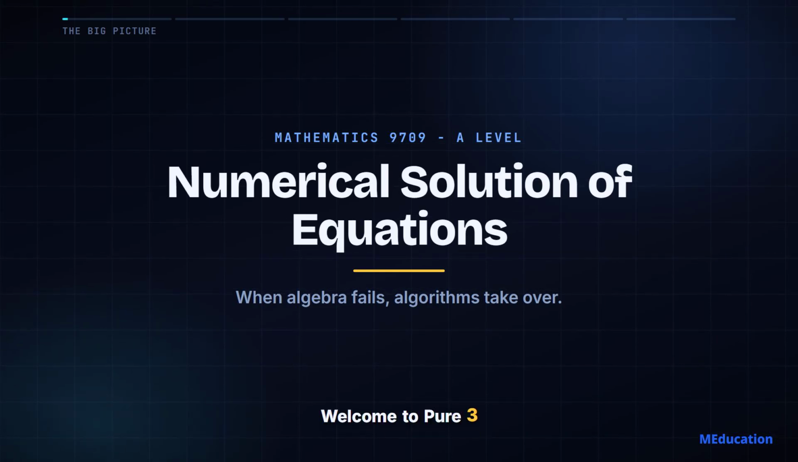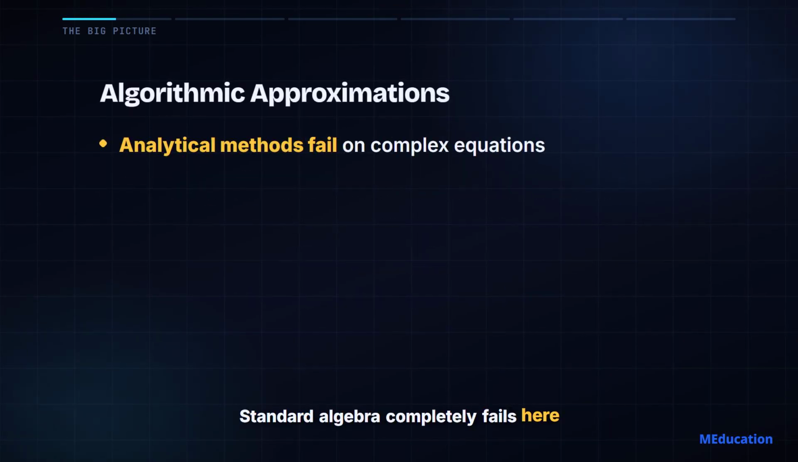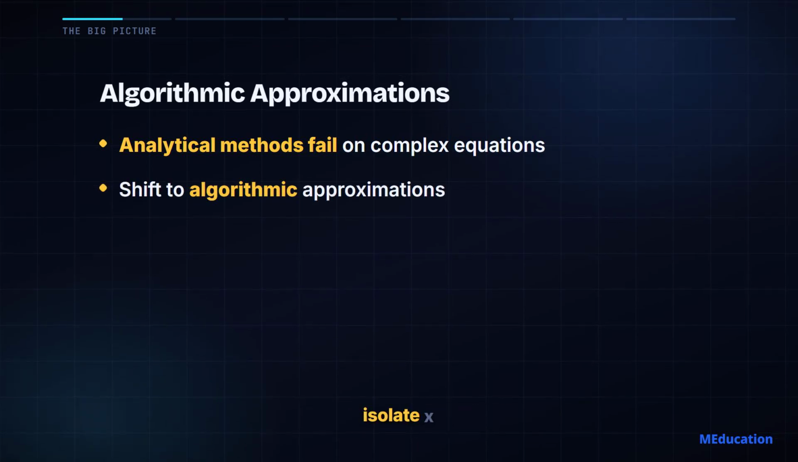Welcome to Pure 3. Up to now, you have relied on exact algebra to solve equations. You factorize quadratics and use log laws for exponents. But what happens when you face an equation like x equals cos x? Standard algebra completely fails here. There is no way to isolate x.